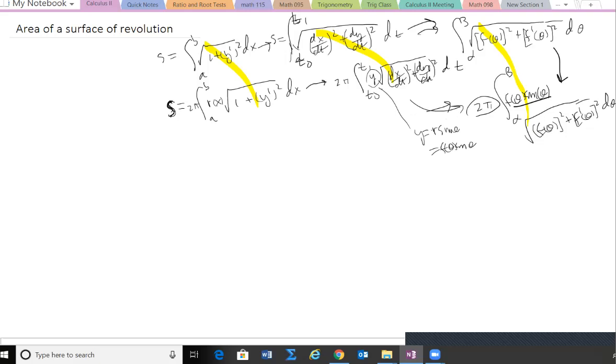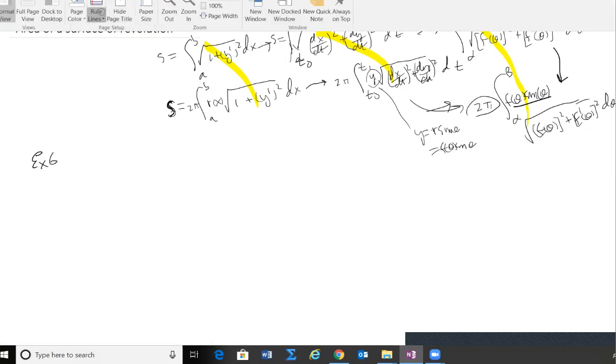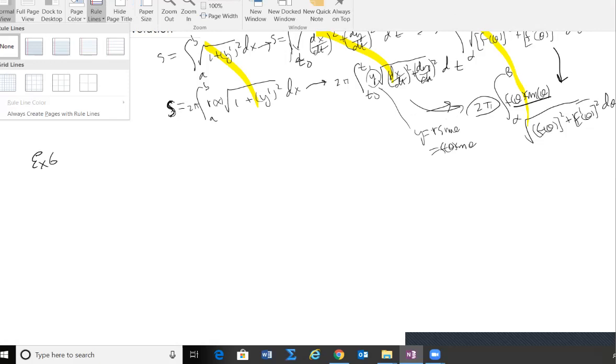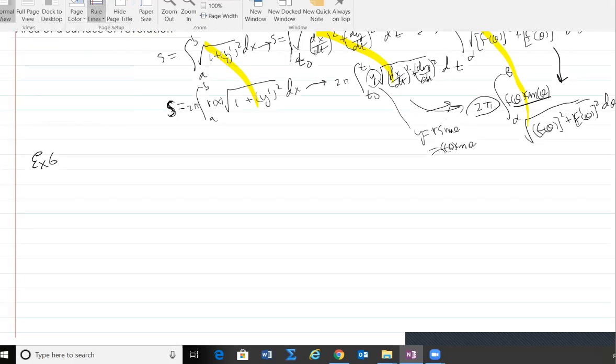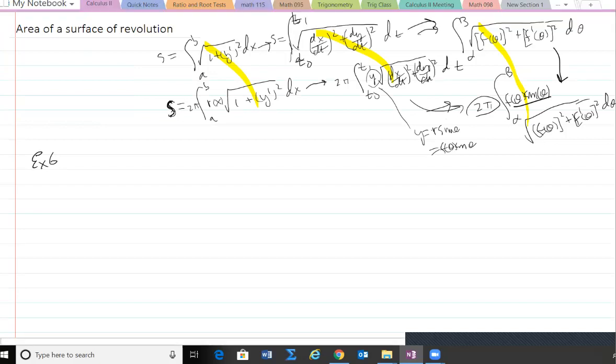Okay, now let's take an example. Well, we've got example 6 now on our handout. Okay, let's see. It says find the surface area by revolving r equals 6 cosine theta about the polar axis. Okay, r equals 6 cosine theta.